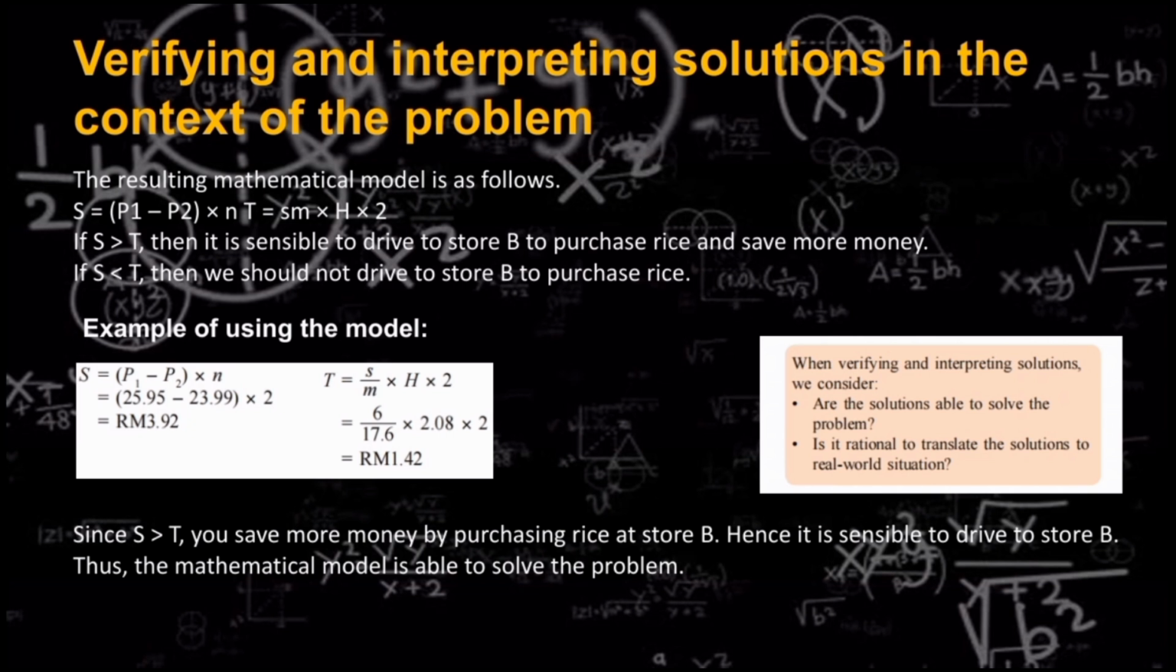T equals S over M times H times 2, equals 6 over 17.6 times 2.08 times 2, equals Rm1.42. S is bigger than T. You save more money by purchasing rice at store B. Hence, it is sensible to drive to store B. Thus, the mathematical model is able to solve the problem.